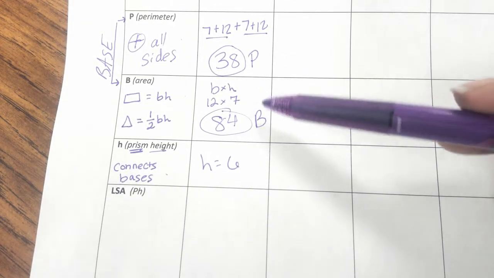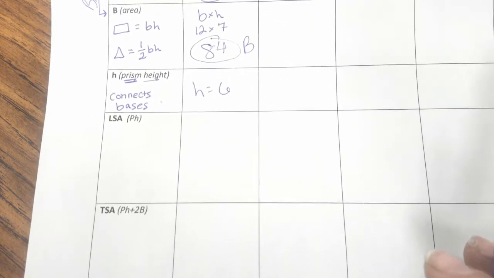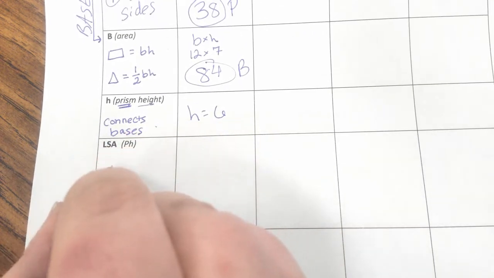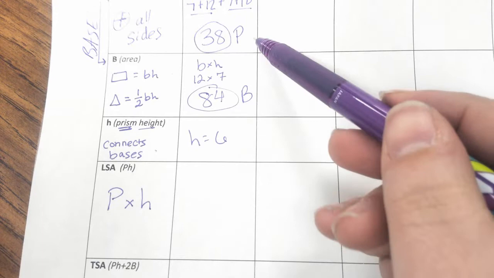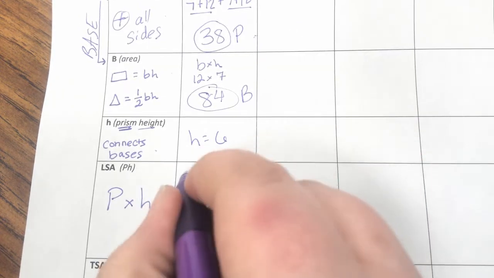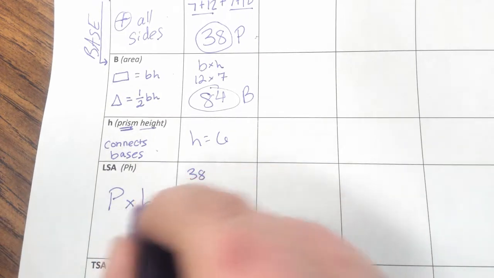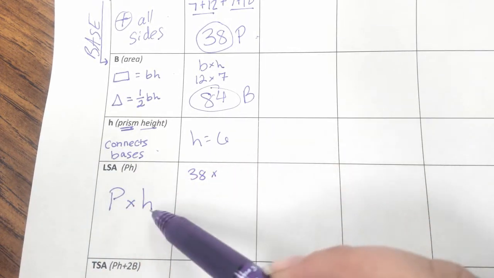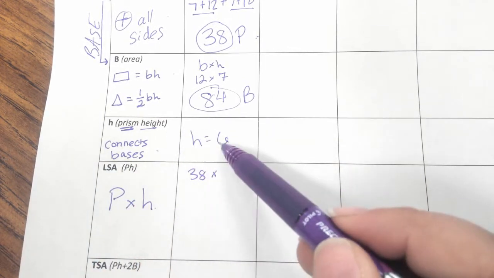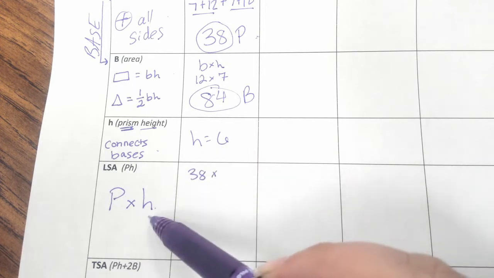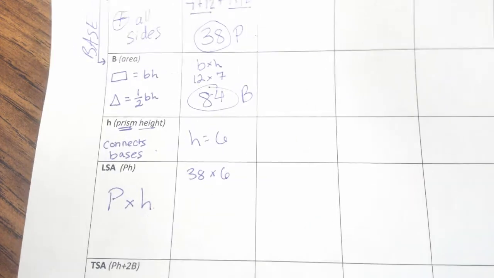After we have capital P, capital B, and little h, then you can just start using the formulas for surface area. The lateral surface area formula just says take whatever P is and multiply it by whatever h is. We said that the perimeter of the base was 38, so instead of P, I wrote 38. Then I multiply that by the height of the prism in number 1, which was 6.